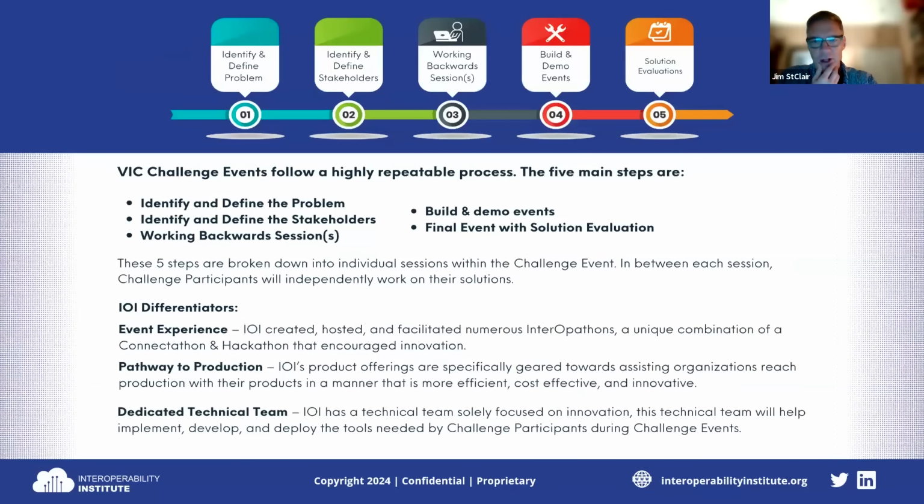As I mentioned, they follow a repeatable process. We work collaboratively with potential participants and stakeholders to identify and define the problem. We bring those stakeholders together and begin laying out a schedule and a project. We work through the working backwards session to define and make sure we understand the future state, or to-be state, that we envision, and what the specific key components are that we need to work on to get to that envisioned future state.